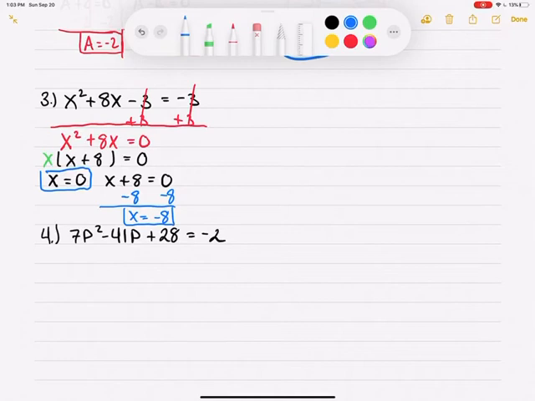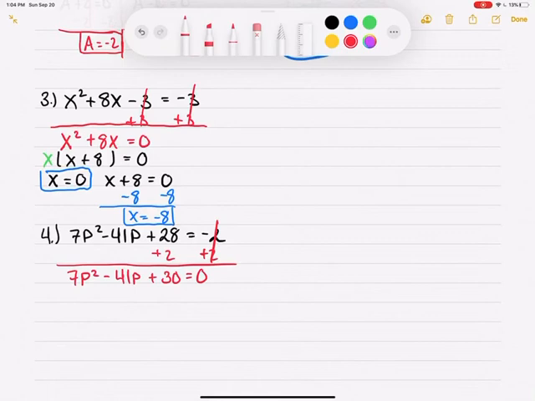In the last problem, I have 7p squared minus 41p plus 28 equals negative 2. The right side of my equation has to be 0, so I need to get rid of that negative 2 by adding it to both sides. When I add 2 to both sides, I have 7p squared minus 41p plus 30 equals 0.